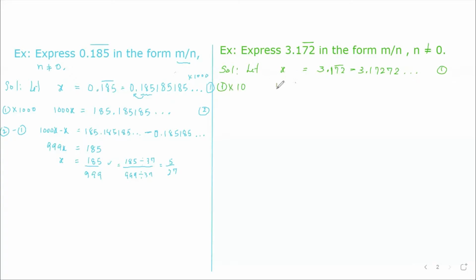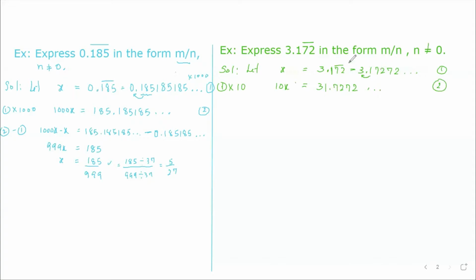So 10 times x becomes 10x. And because we multiply by 10, the 1 here moves to here, so it becomes 31.7272, dot, dot, dot. Let this one be equation 2. Now you see we have isolated the digit in between, which is not repeating, the number 1 here. Next we have to move the repeating decimal one more step.